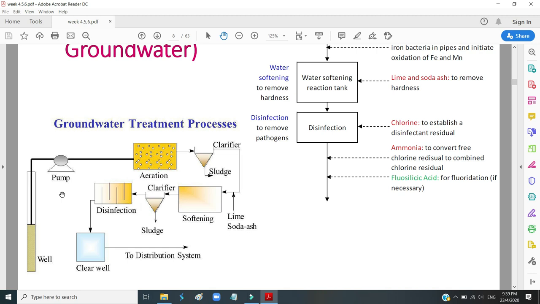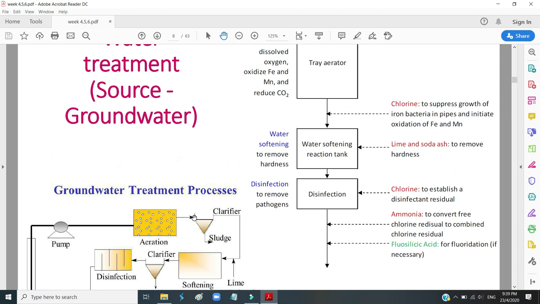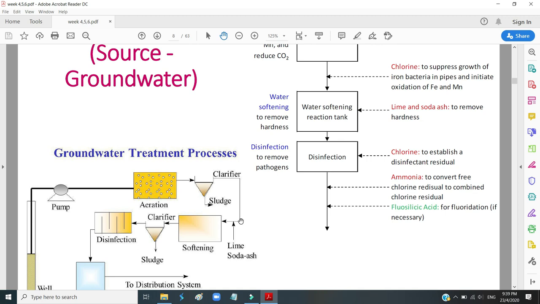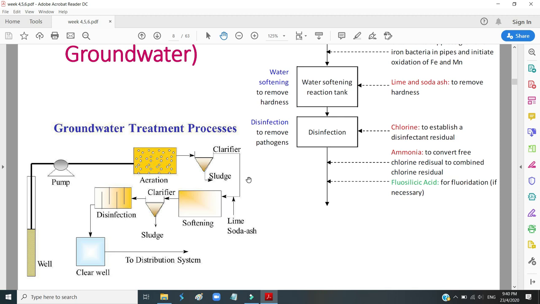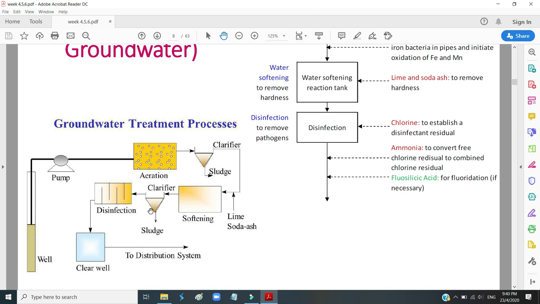Okay, from the well, we use a pump to pump the water up, and then it goes through an aeration process, and then through the clarifier. Lime and soda ash are added to form the softening process, and then it is further clarified. The clarification process is very important. You can remove the sludge, which is the deposit. And then disinfection, using chlorine, kills the bacteria. And then the clear well, and only then does it go to our distribution system.